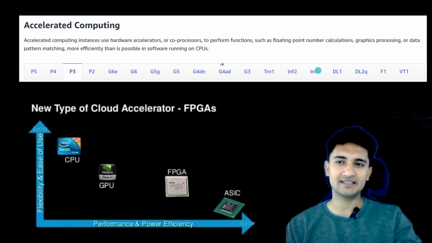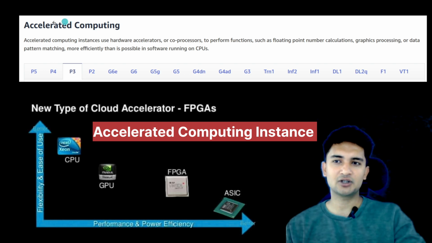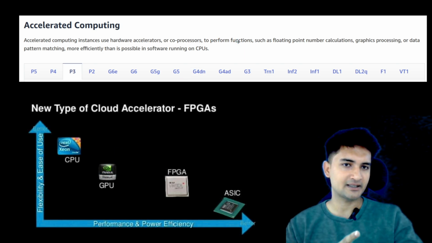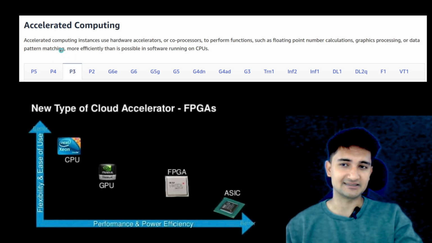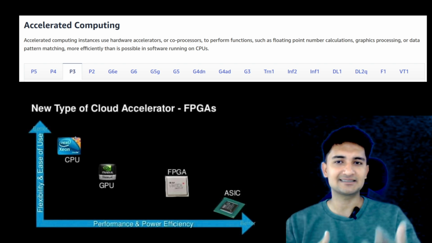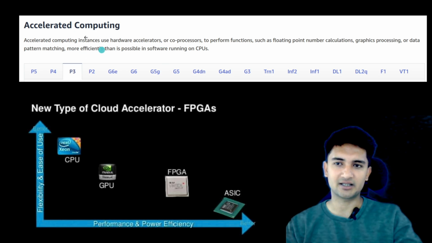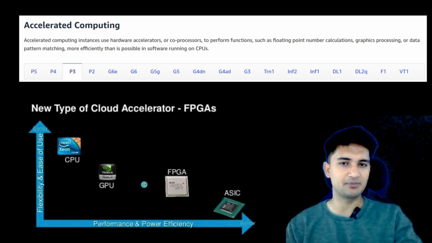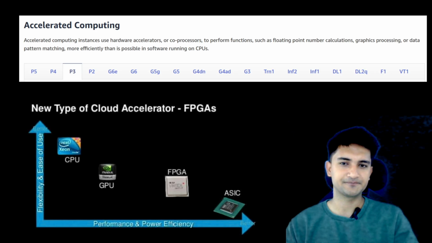Next instance type we have is accelerated computing. You will be using accelerated computing whenever you want more GPU, because accelerated computing use hardware accelerators such as FPGA or GPU like this to perform functions such as floating point number calculations, graphic processing, data pattern matching more efficiently compared to compute optimized instances. So you will be using this whenever you want hardware accelerators such as FPGA or more GPUs. All the different instance belongs to accelerated computing. So in the exam, whenever you have a question to use hardware accelerators like FPGAs or GPUs, or you want to use more GPU which should be in the price range, you can go with accelerated computing.